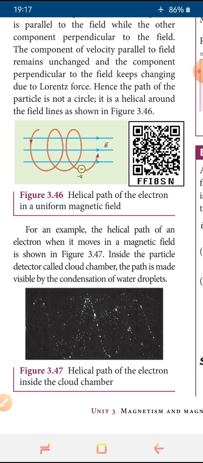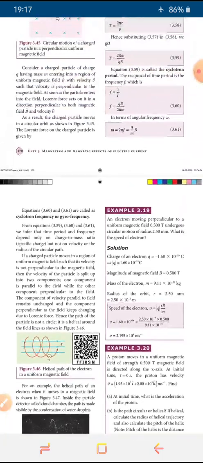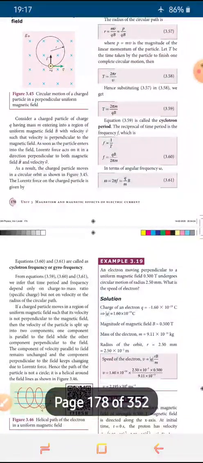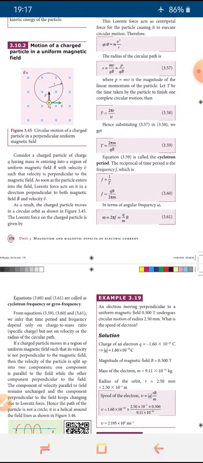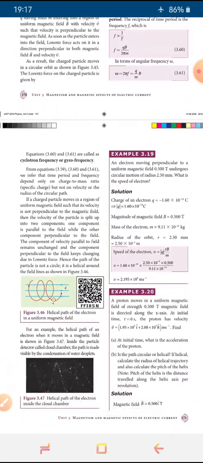Okay, it is given clearly in 3.47, which shows the movement of the path. From this derivation, we use the magnetic Lorentz force, then compare it with the centripetal force and find R. Then we use the term time period, and after substituting it we apply the formula for frequency. Then angular frequency is found. This angular frequency is called the cyclotron frequency or gyro frequency.